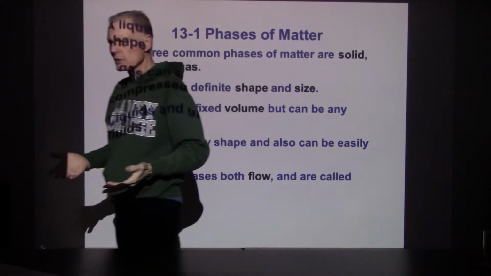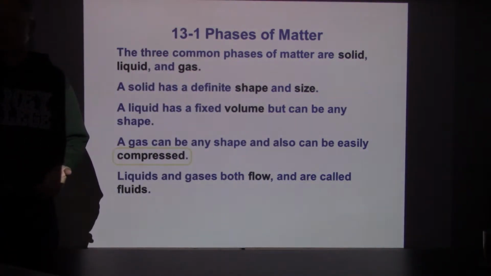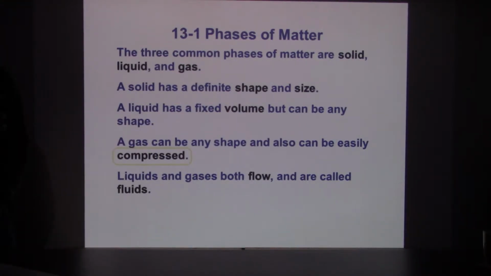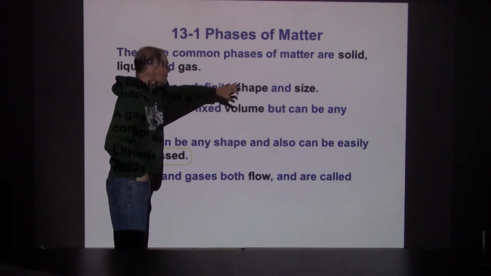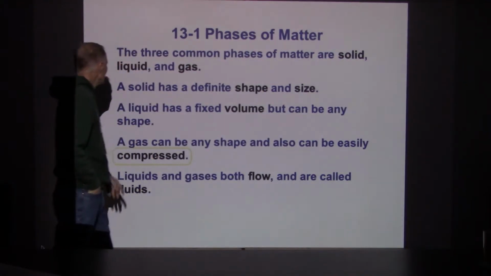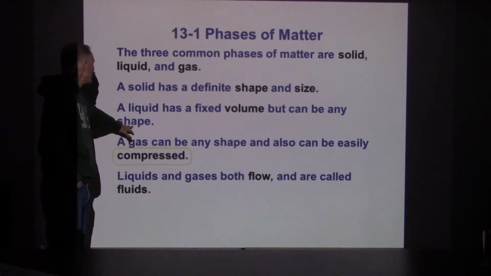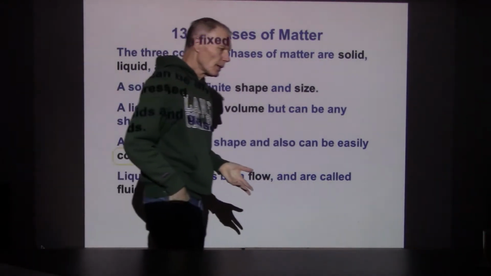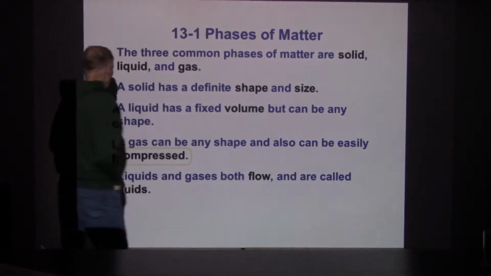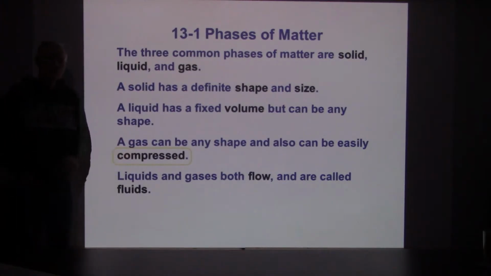So we think of a solid as being more or less rigid. Now, not perfectly rigid. We saw in the last chapter everything has elastic properties to it, but more or less a definite shape and size to the object. Liquids have a certain volume, but their shape can change. A liquid is not very compressible.